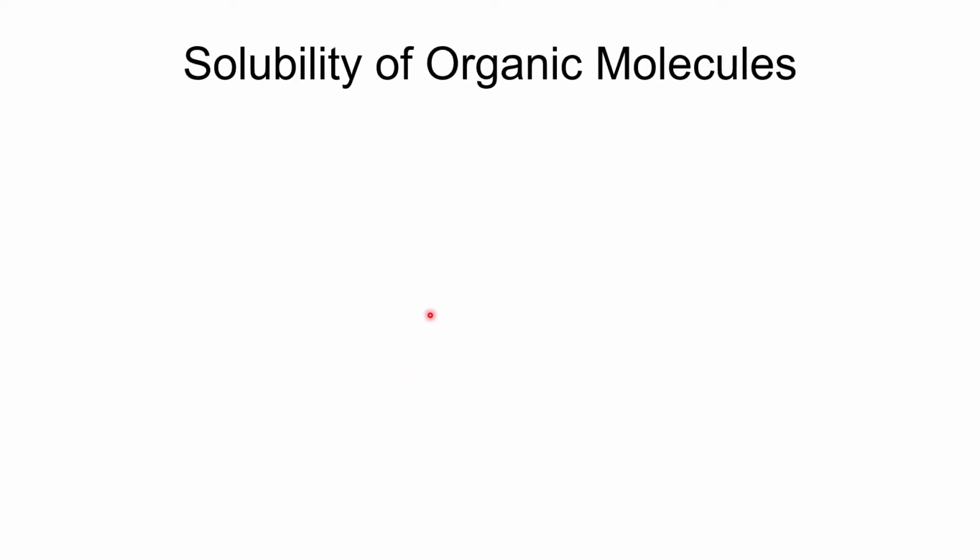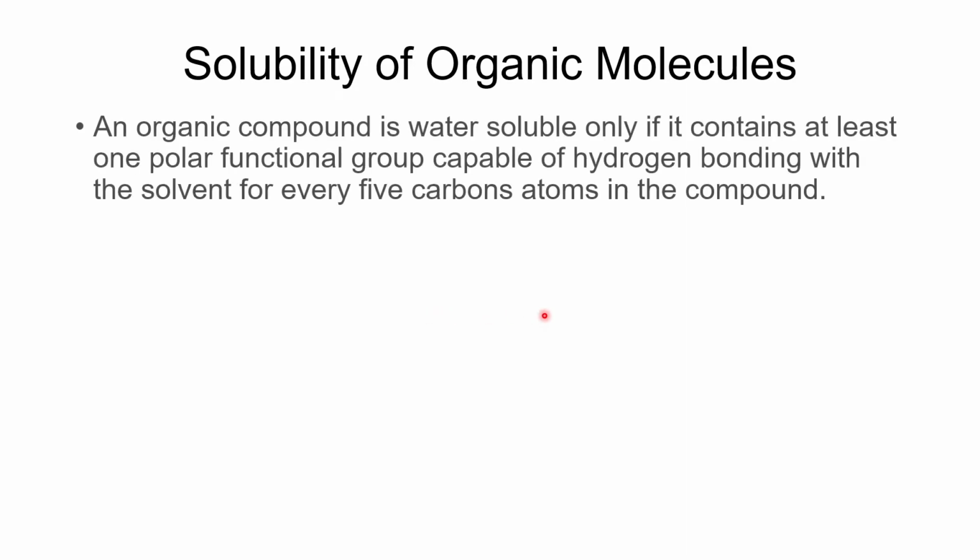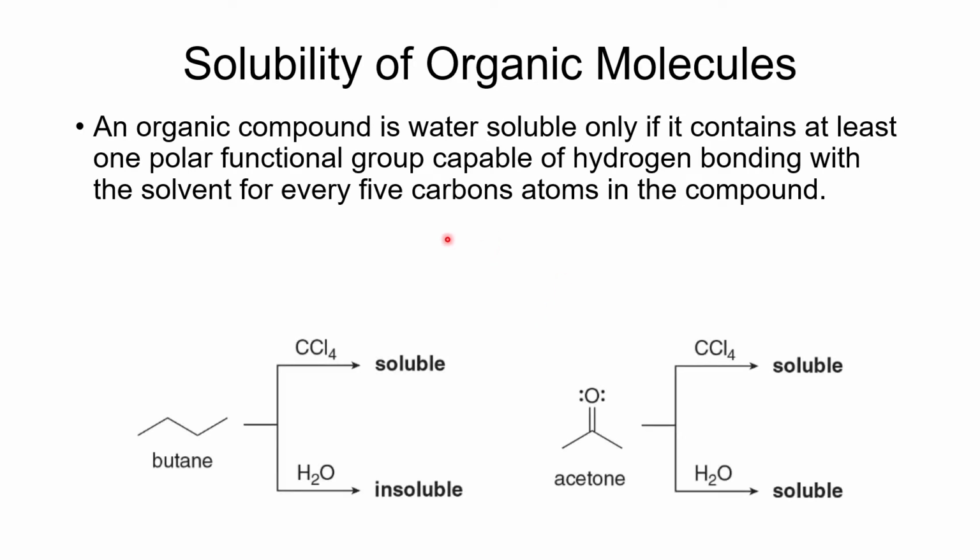When it comes to organic molecules, how soluble they are depends really on how polar both the solute and the solvent are. So here, an organic compound is water soluble if it contains at least one polar functional group capable of hydrogen bonding with the solvent for every 5 carbons that are present in the compound. All right.